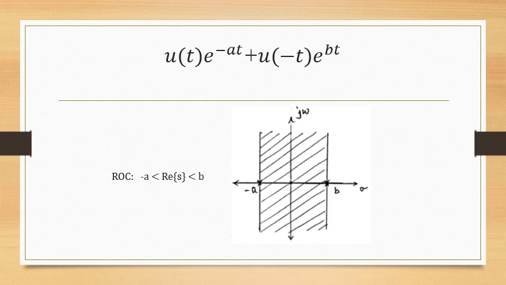So here we have pole minus a for the first signal. So we draw a line passing through it and draw the shaded region towards the right side. For the second signal, we have a pole equal to b. We draw a line passing through it and then draw a shaded region towards the left side. Now, the combination of these two regions is the common region between these two ROCs, that is varying from minus a to b.